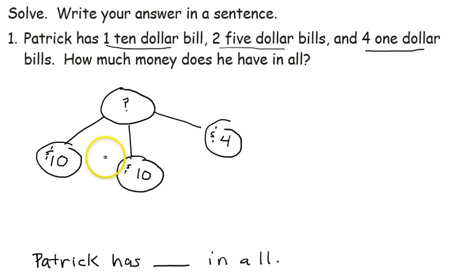Now I just need to add them. 10 and 10 is 20, plus 4 is 24. That tells me that the total is $24. Patrick has $24 in all. Now that's just an example using a number bond to help us find the answer.